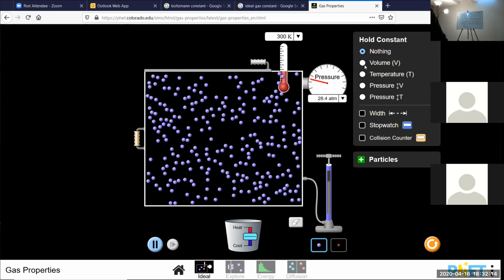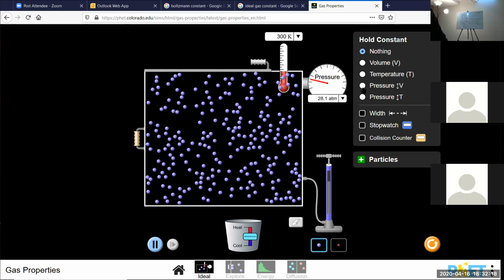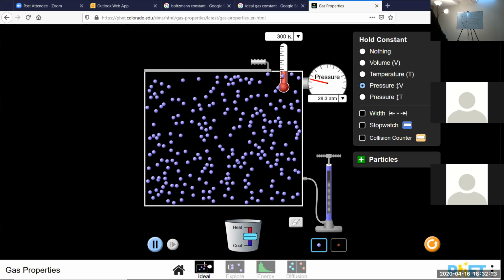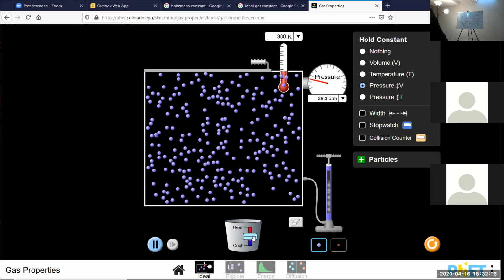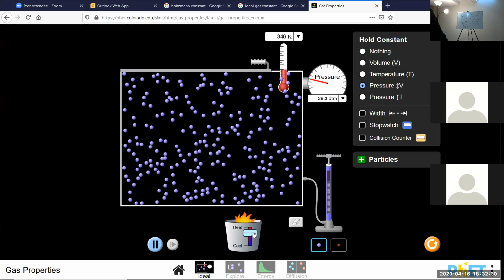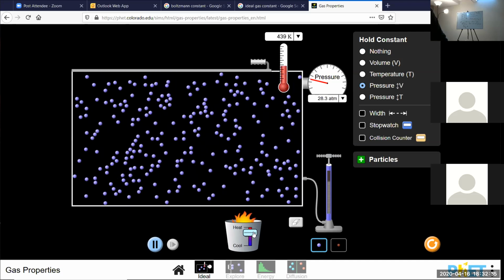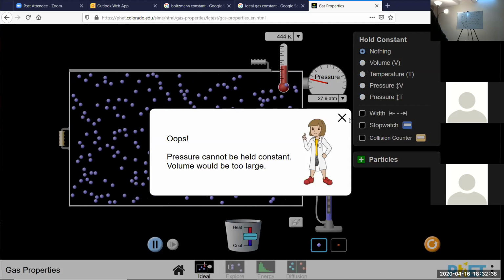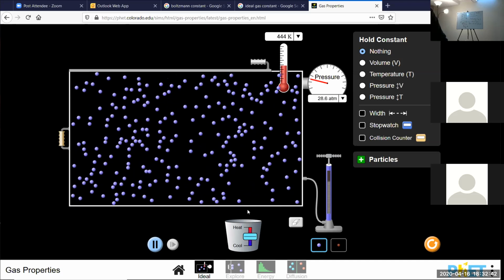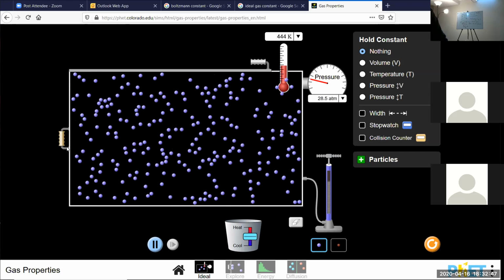Now, if I say I want to hold my pressure constant, and allow my temperature to change, you see that slowly, along with the increasing temperature, in order to deal with that energy I was adding in, my volume also changed, right?